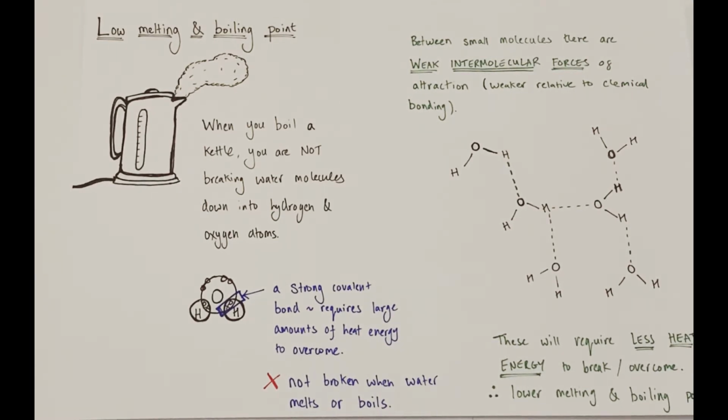That's because those water molecules contain those strong covalent bonds as shown here. Those strong covalent bonds require a large amount of heat energy to overcome, way beyond the range of temperature which a kettle can produce. So you are not breaking down water molecules and the covalent bonds within water molecules when you melt or boil water.